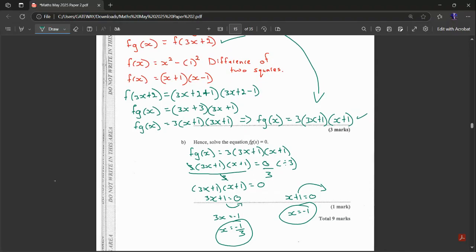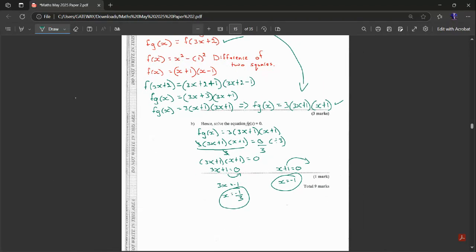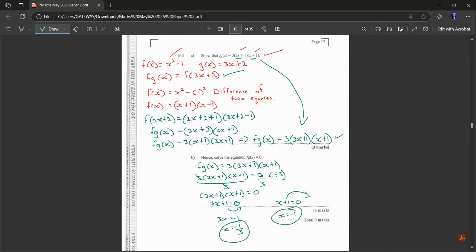Right? Hopefully you all understand this. If you have any questions, let me know. Right? But it's pretty straightforward there.